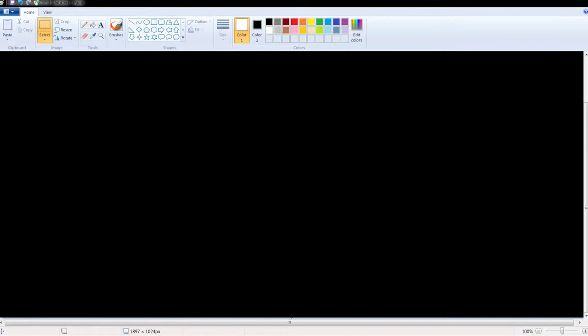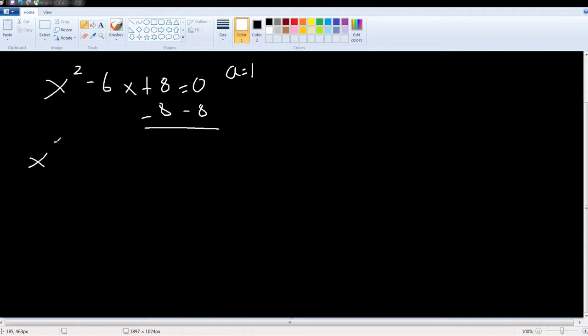The next example will be x squared minus 6x plus 8 is equal to 0. As you can see, a is equal to 1 in this case, so we'll have it a little bit easier. All right. So once again, we move the constant to the other side. We have x squared minus 6x plus blank is equal to minus 8. Find out what is b over 2 squared.